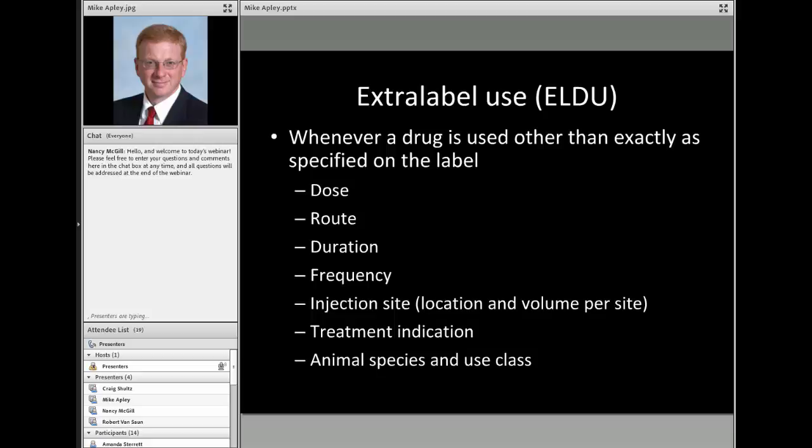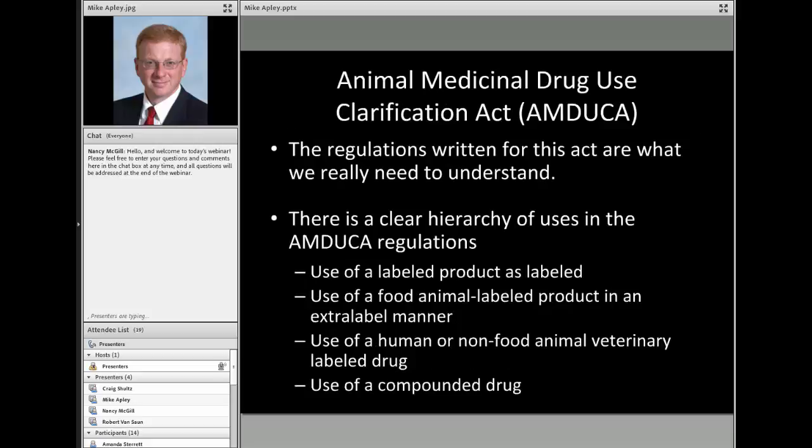Some drugs today have some bans that are for all food animals, and this is why it's so important to have that veterinarian involved, because that extra label use can be a real slippery slope if we're not exactly sure what we're doing.